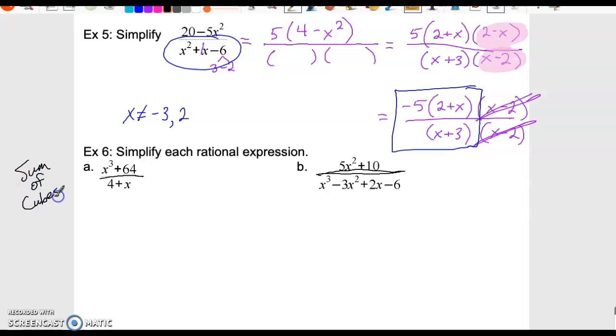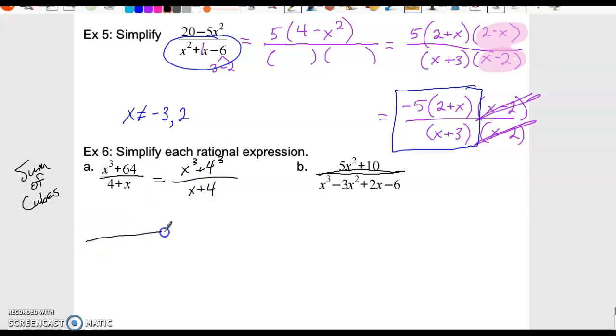So everything you learned in chapter 5, it's coming back. So notice that this is 4 cubed. As a reminder, we have x cubed plus 4 cubed, which is the same thing as that numerator. And you can rewrite the denominator as x plus 4.